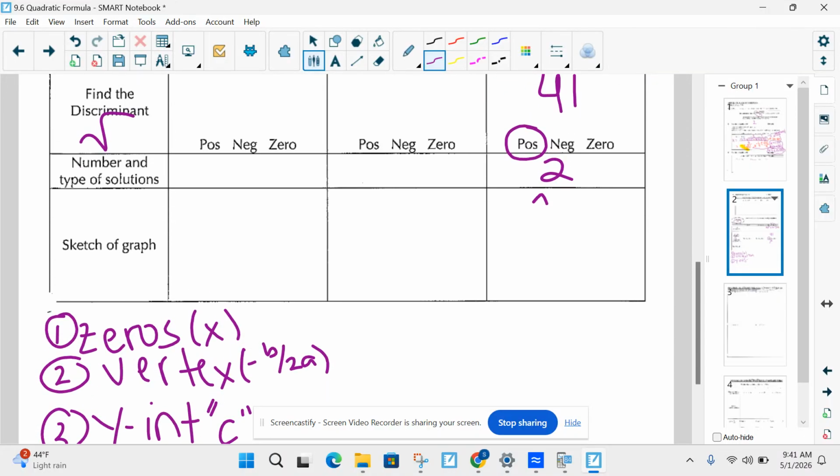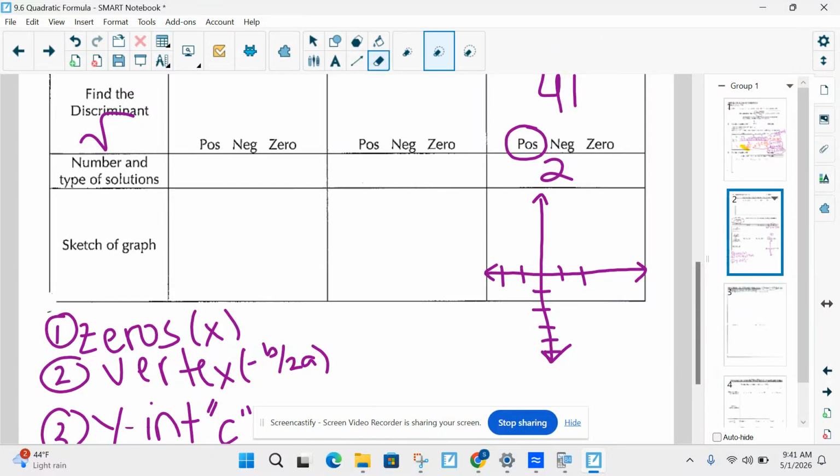So I'm going to draw an x and y axis. Our zeros were 1.35 and negative 1.85. So I need to go over two spaces in both directions. I need to go down 5: 1, 2, 3, 4, 5. On your homework, I will give you some graph paper that you can use.